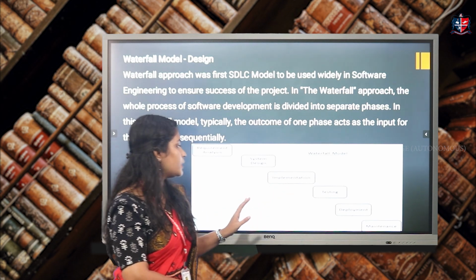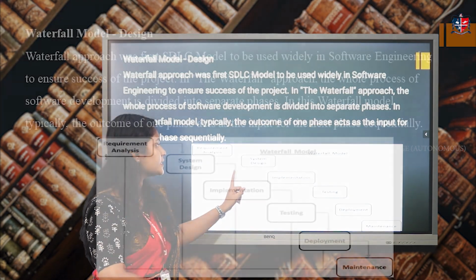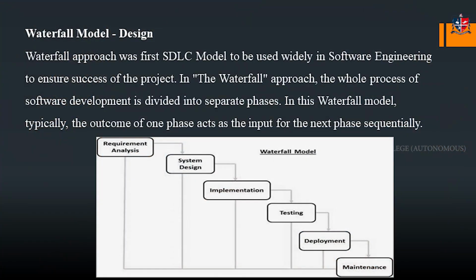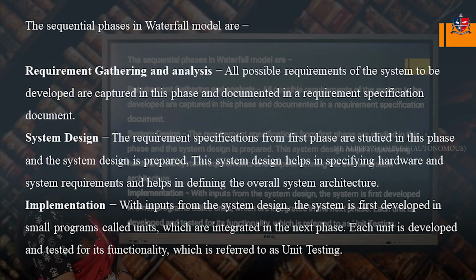You cannot do that directly, because you must do the requirement analysis and then system design, and then go through the implementation phase. So you must follow the sequential order in the waterfall model. So these are the 6 phases involved in the waterfall model: requirement gathering, system design, implementation. These are the phases in the waterfall model.